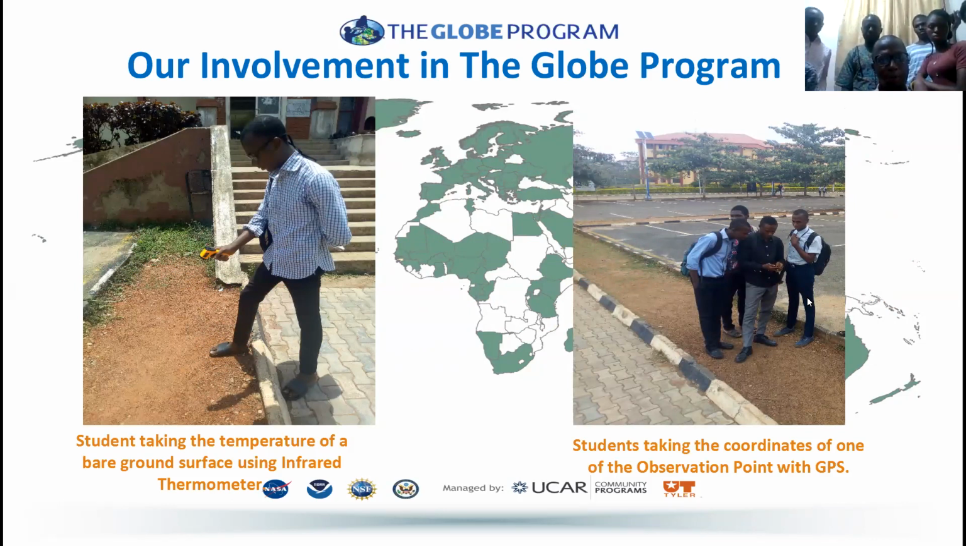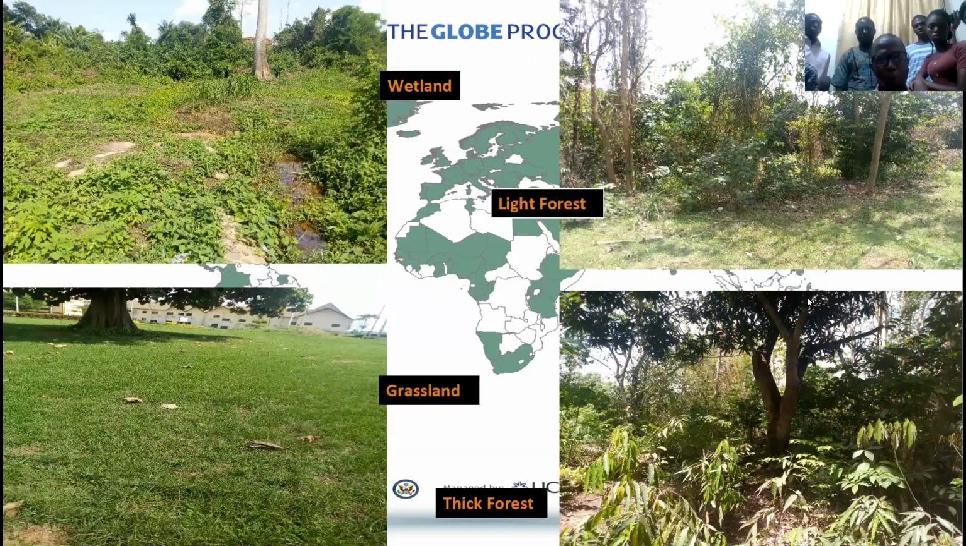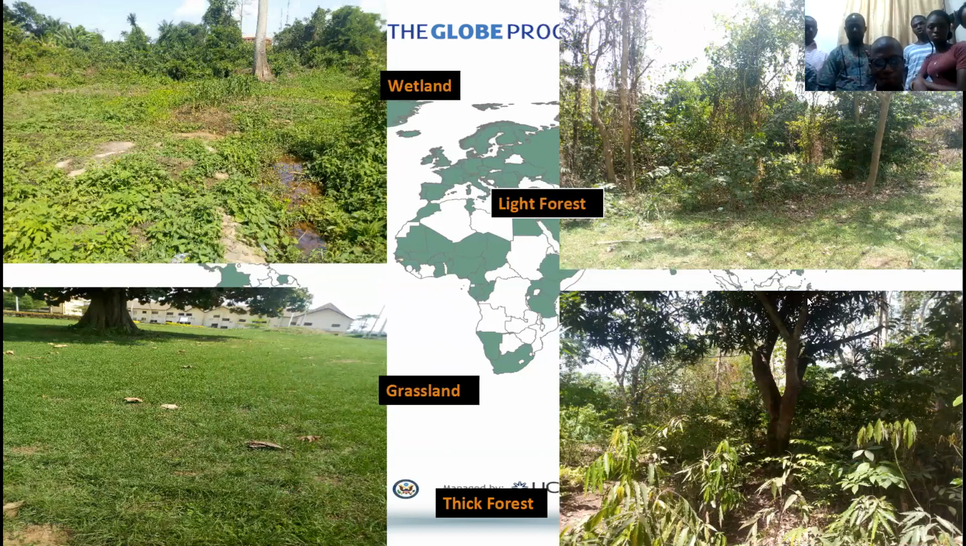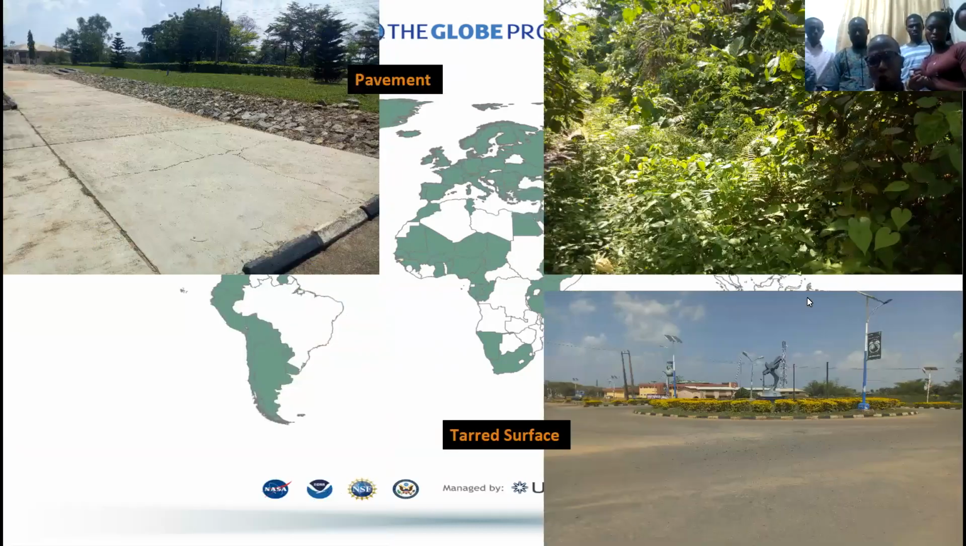This slide is showing the pictures of different locations, like the wetland, light forest, the grassland, the pavement, and these are the pictures showing the locations.